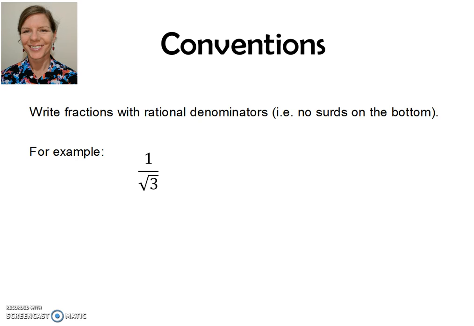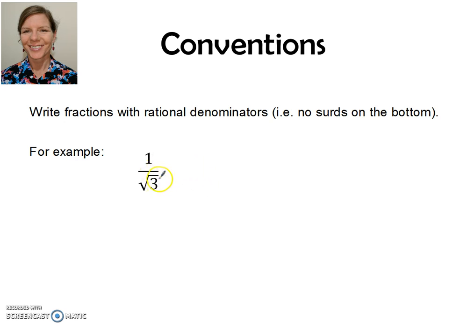Okay, so just quickly, with conventions of exact values, because when we're talking about exact values and ratios, we're talking about surds, so square roots. So the convention with surds is that when you're writing fractions, you're writing them with rational denominators. Of course, a surd is irrational. So a rational denominator means that you don't have a surd on the bottom.